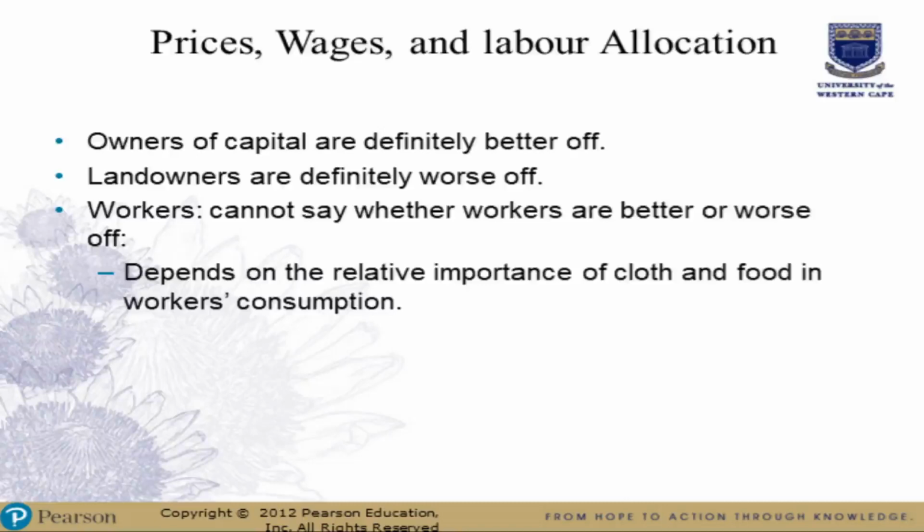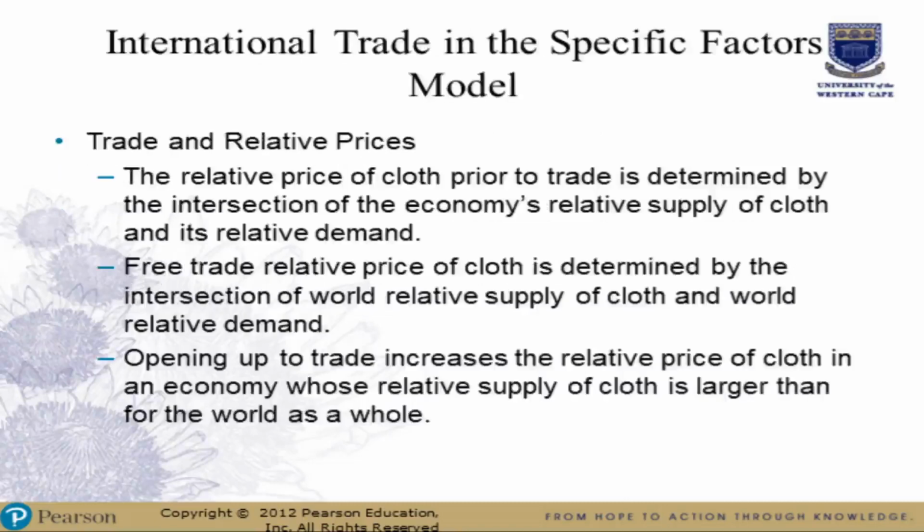Thus, the real wage in terms of cloth falls, whilst their real wage in terms of food rises. Hence, we cannot say whether they are better off or worse off, since that depends on the workers' relative importance of cloth and food in consumption. Now let us link the relative price change to international trade and examine the prediction of winners and losers.